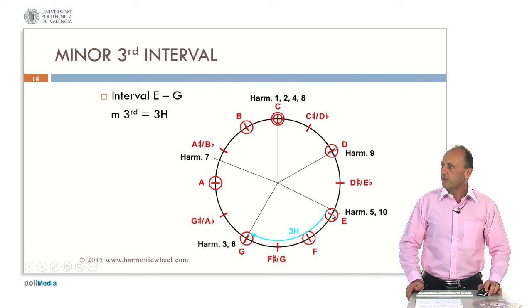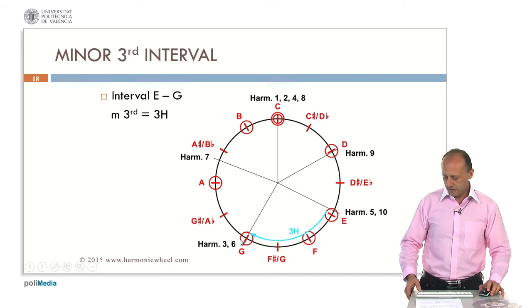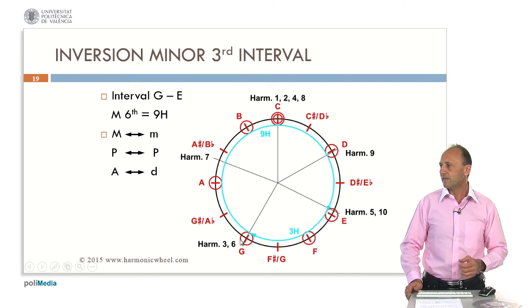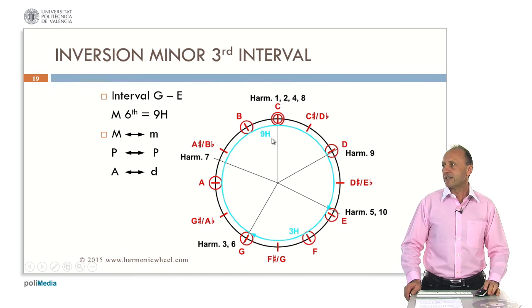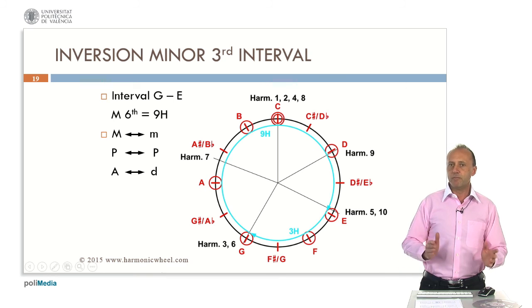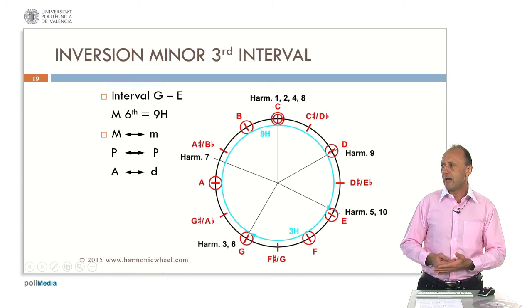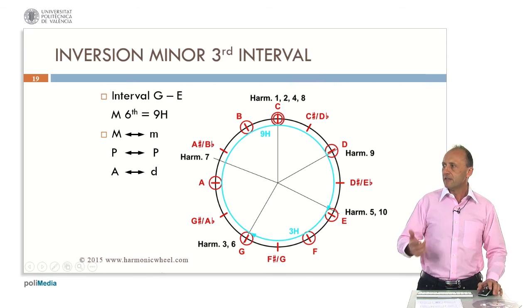Now we can invert the interval between E and G. That is, we go from G to E, the notes G, A, B, C, D, E. It is a sixth, and it has 9 half steps, so it is a major sixth. If we compare this case with the previous one, now we started with a minor third, which has 1 half step less than the major third. It means that when we invert the minor third interval, we will obtain 1 more half step than in the previous case. That's the reason why when we invert a major interval, we obtain a minor one, and vice versa.